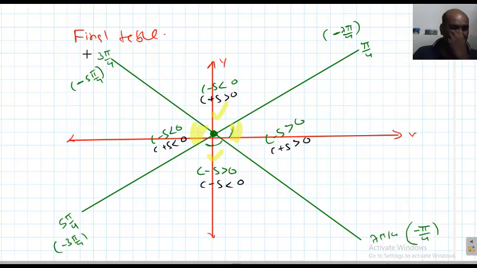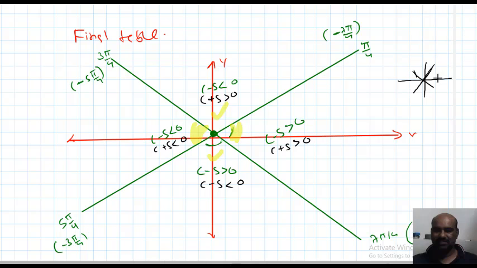Okay, observe how to remember. I will show you how to remember. See here, in this area both positive: C plus S positive, C minus S positive. In this area both negative: C plus S negative, C minus S negative. In this way you can remember. Here C plus S positive, C minus S negative. Here, I think this is negative. Okay. So in this way you can remember the table.